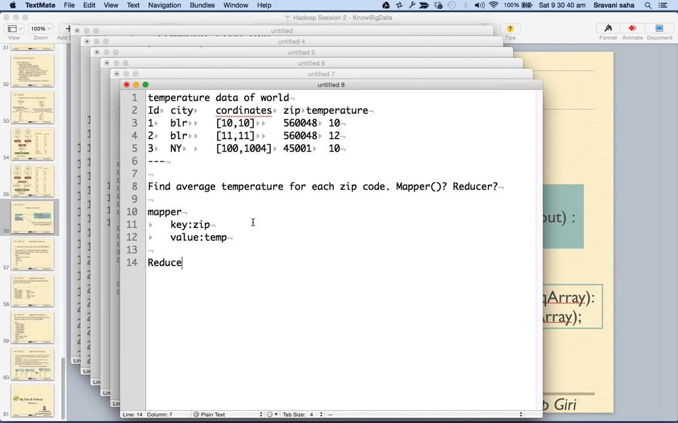Now in the reducer, what will we do? The reducer will basically return the average of all the values. Because the reducer function is executed on a per-key basis, at a time it will only get all the values for that key. So this kind of code will give us the average temperature for each zip code.